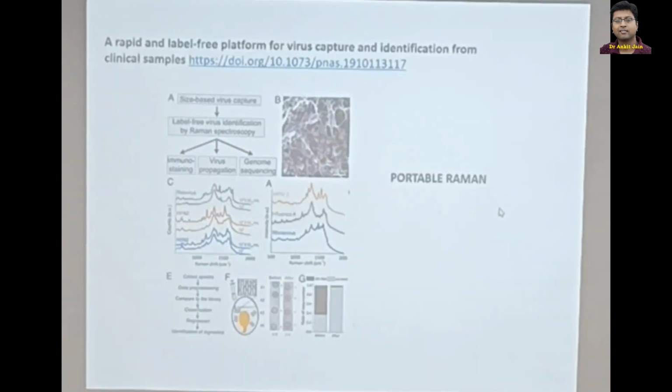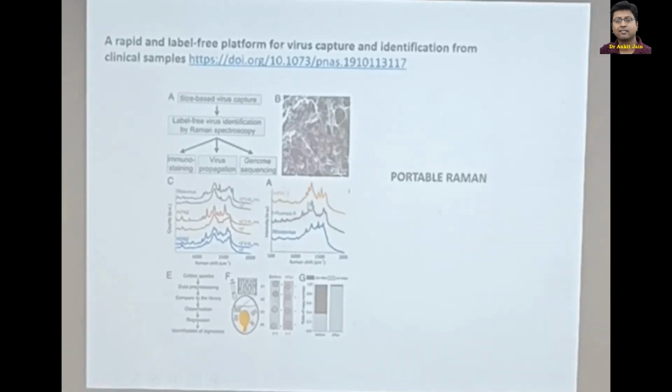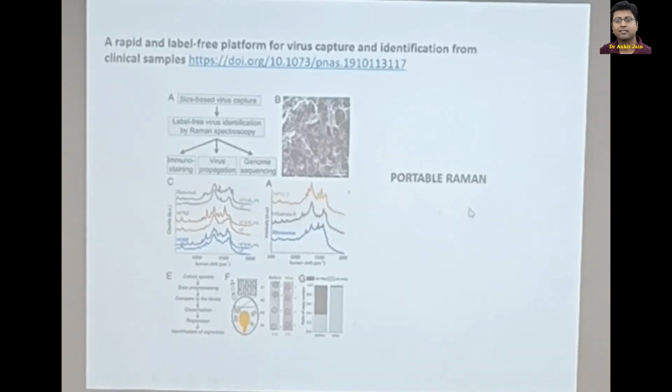We have been undergoing this COVID wave since 2019, and Raman is being used even to detect COVID, and not just COVID but rhinoviruses, influenza, HPIV and others. All these different kinds of viruses are also easily detectable using Raman spectroscopy, and you can use a portable Raman setup for this kind of thing. So this is the whole range of applications Raman spectroscopy is used for.